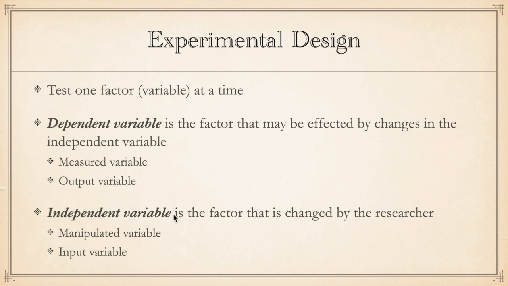The independent variable is a factor that is changed by the researcher. This is the manipulated variable, manipulated meaning you change it somehow, or the input variable. This is decided at the beginning of the experiment to see if it has an effect on the output variable. So the independent variable is the input variable. The dependent variable would be the output variable.